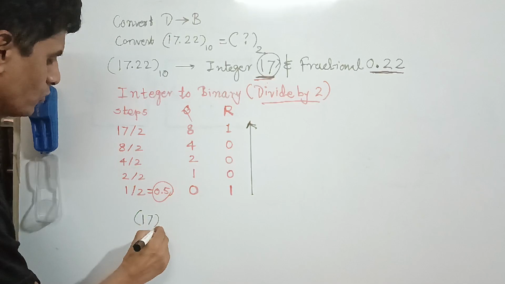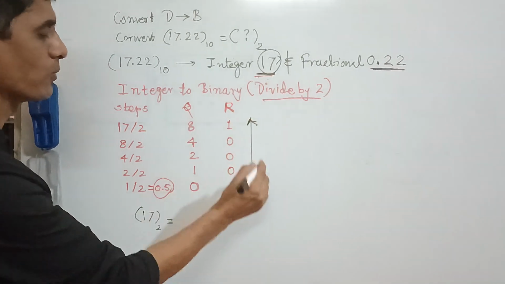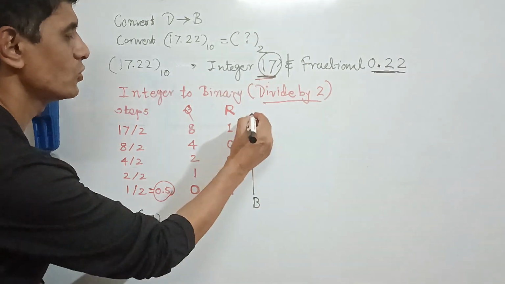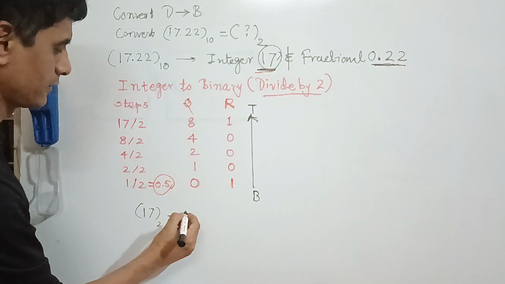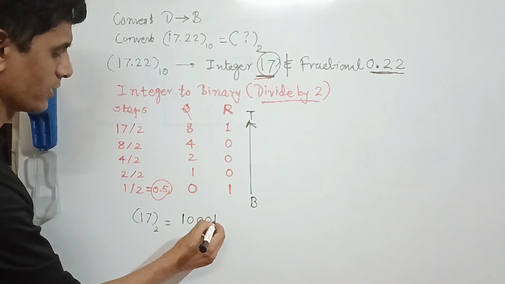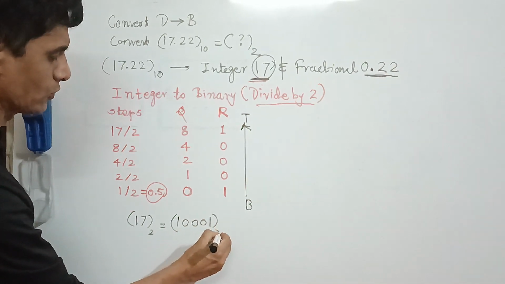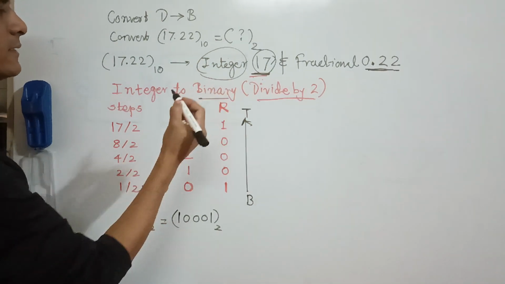Therefore, integer 17 to the base 10 is equal to, using bottom to top, 1 0 0 0 1 to the base 2. This is the conversion of integer to binary.